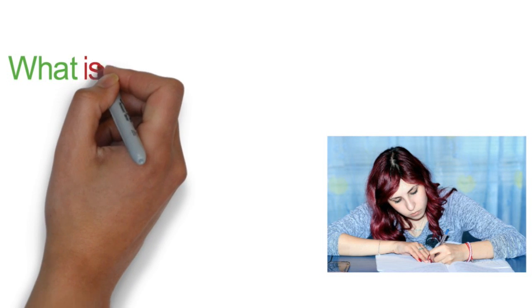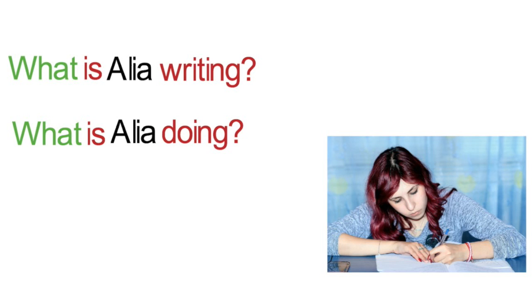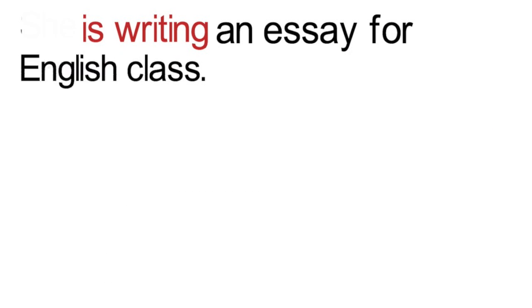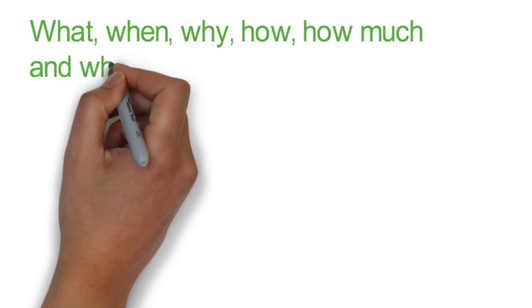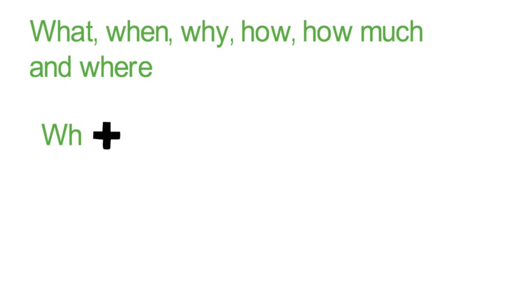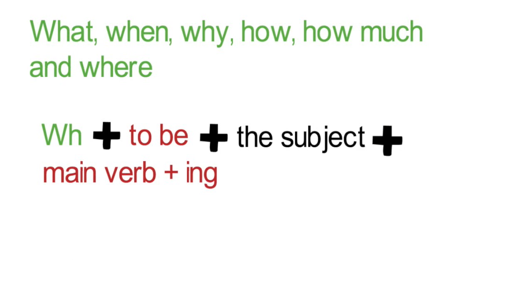We could also ask, what is Alia writing? Or, what is Alia doing? In these questions, the subject Alia goes between the verb to be and the main verb. The answer would therefore be, she is writing an essay for English class, or Alia is writing an essay for English class. They both mean the same. What, when, why, how much, and where usually have the same pattern. WH question word plus to be plus the subject plus the main verb plus ing.